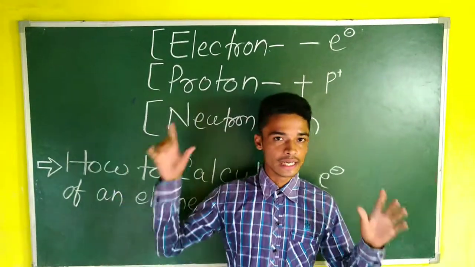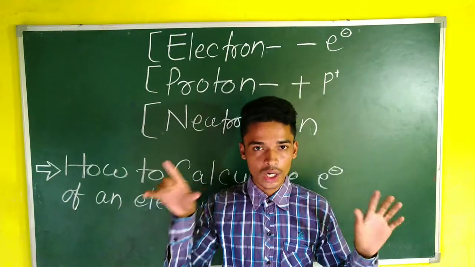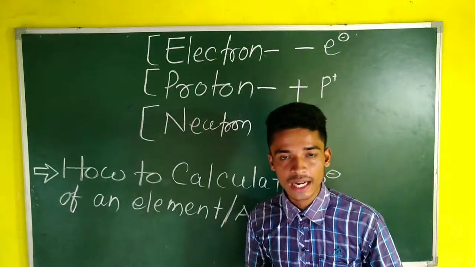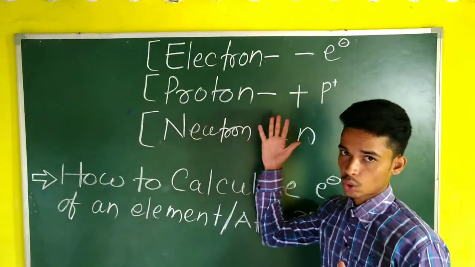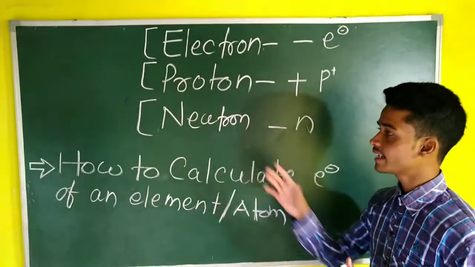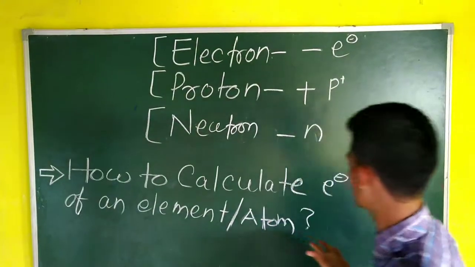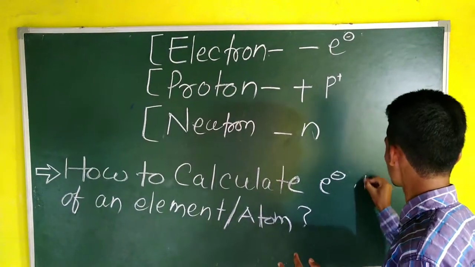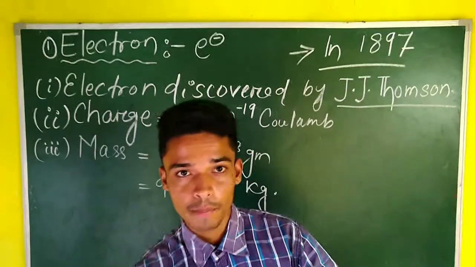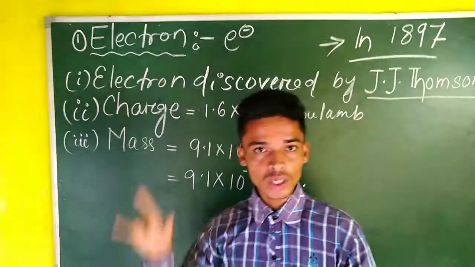Today I am going to give you the lecture about electron, proton and neutron in the Mendeleev periodic table. All terms are called element or atom. So in today's class we will discuss electron represented by E, proton represented by P, and neutron represented by small n, and how to calculate the electron, proton and neutron value of an element. Students, first I will describe some points related to electron.